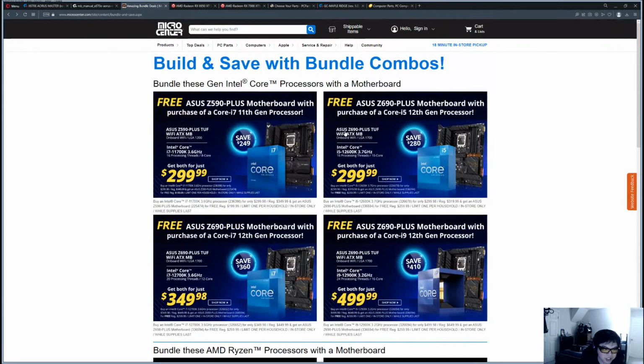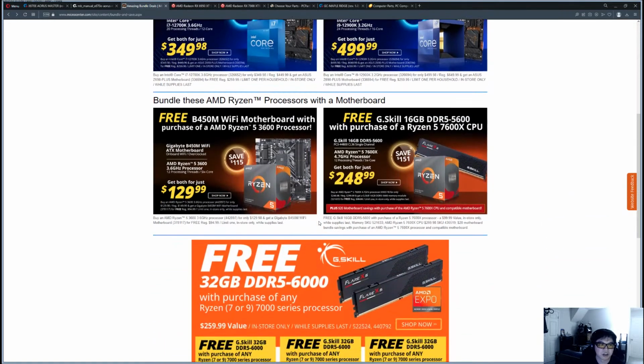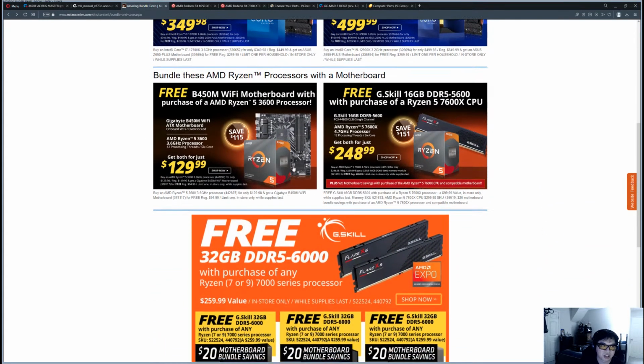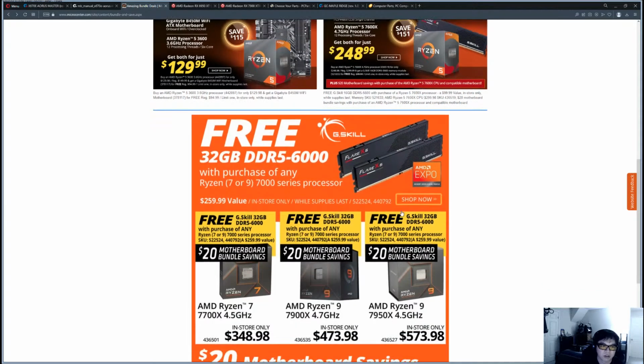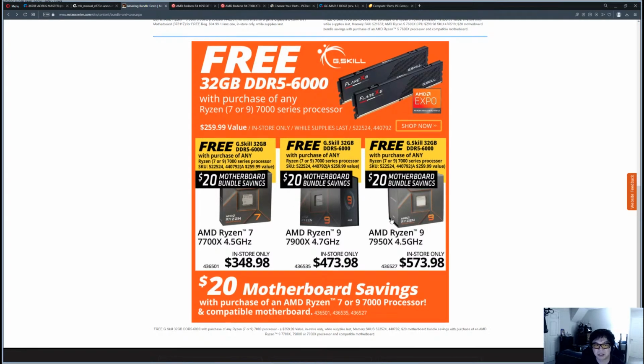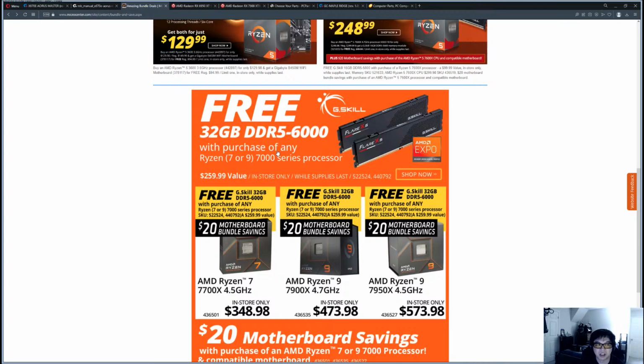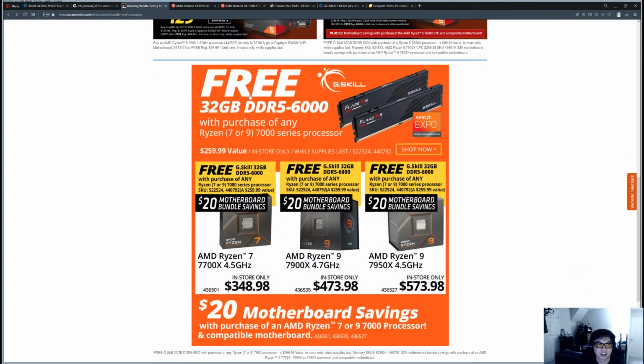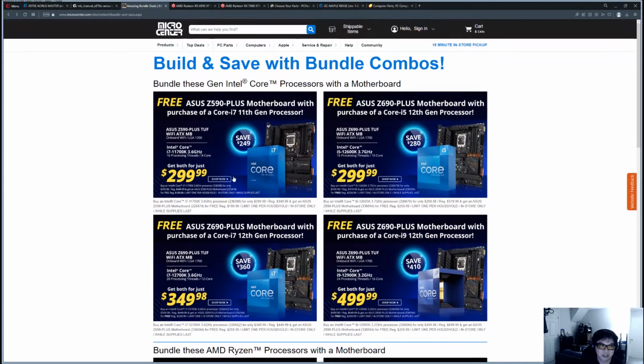So not only did Intel have the doorbuster. The doorbuster was kind of like 129 for this 6-core 12-thread with a free motherboard. And a lot of these were pretty tempting too, because you get a free 32 gigabytes of DDR5 6000. DDR5 6000 is really good RAM. This one in particular, the 7700X, I think was a pretty tempting offer. But then even Intel had some pretty good ones too.